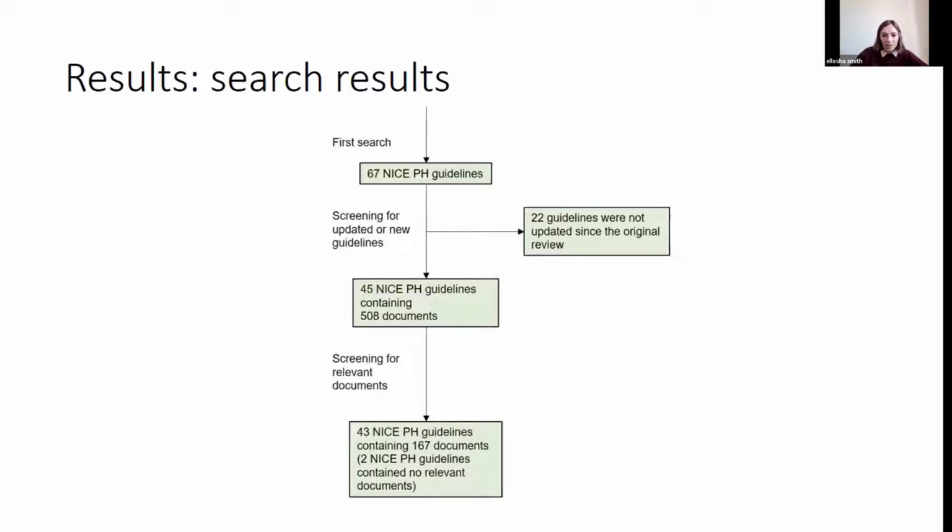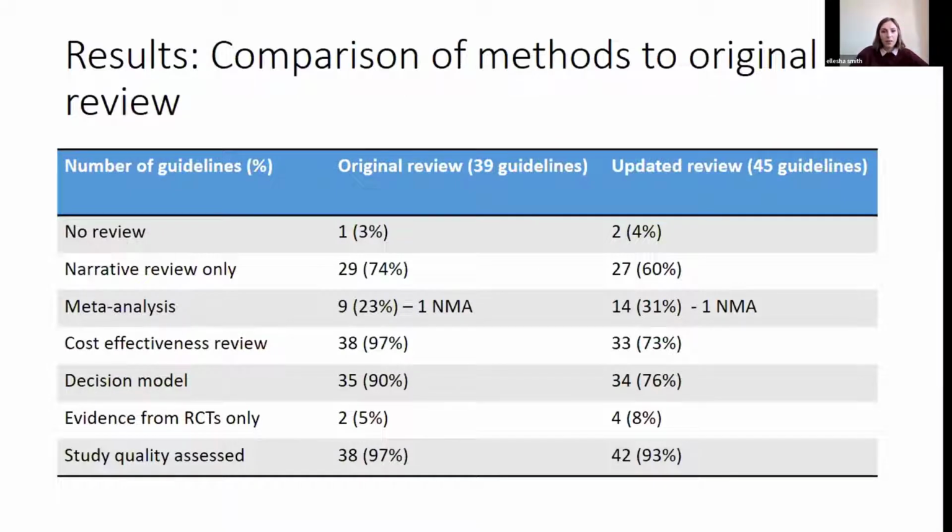Finally, 167 documents from 43 NICE public health guidelines were systematic reviews of quantitative effectiveness, cost effectiveness, or decision model reports. This table compares the results of the update to the original review and shows that the types of reviews and evidence synthesis methodologies remain largely unchanged since 2012.